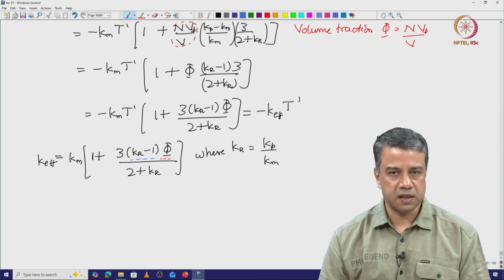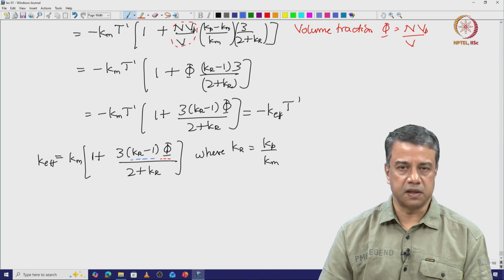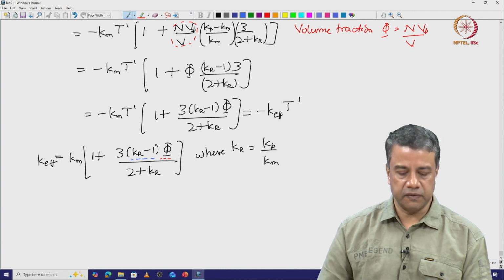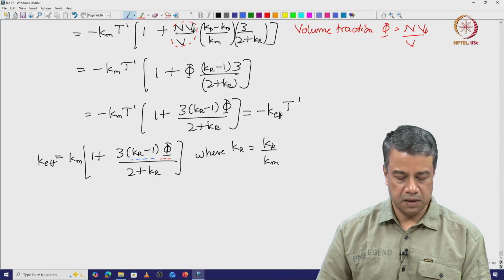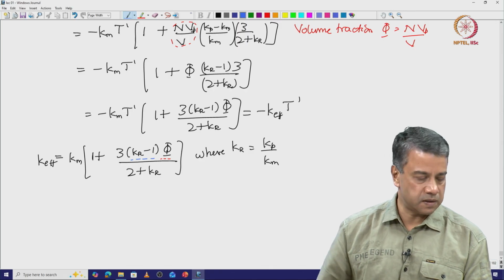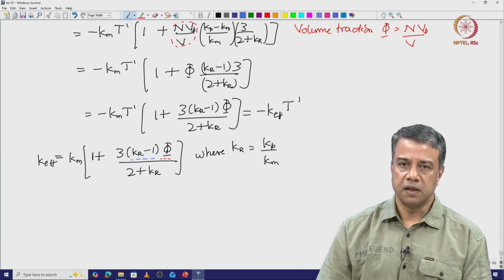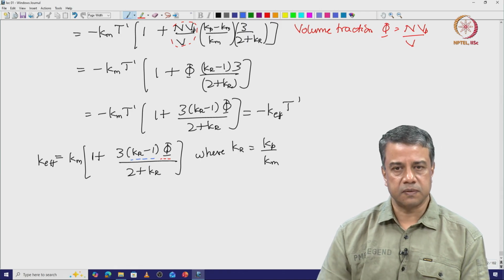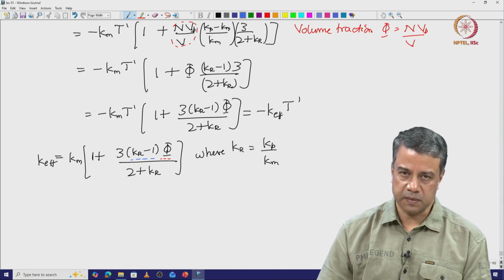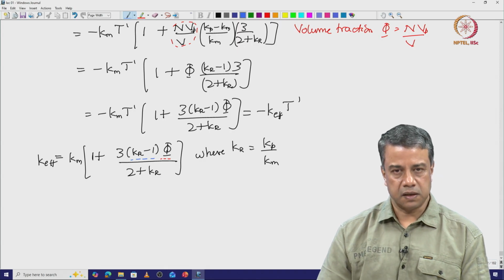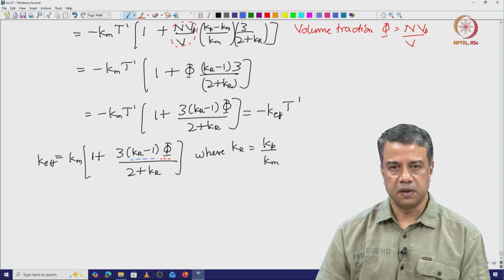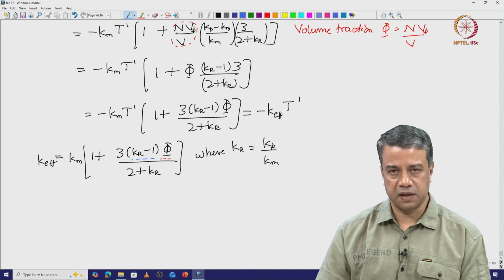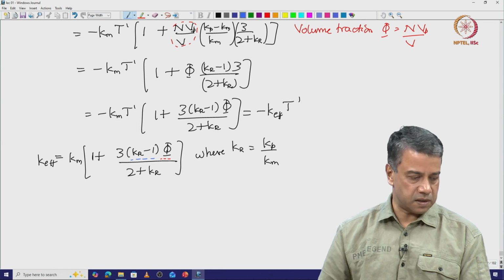That means that the correction to the thermal conductivity, that is the difference between the effective conductivity and the matrix conductivity, is positive if Kr is greater than 1, or the particle conductivity is higher than the matrix conductivity. In the opposite case, where the particle conductivity is smaller than the matrix conductivity, the correction to the conductivity due to the presence of the particles is negative. So, the composite effective conductivity is smaller than the matrix thermal conductivity.